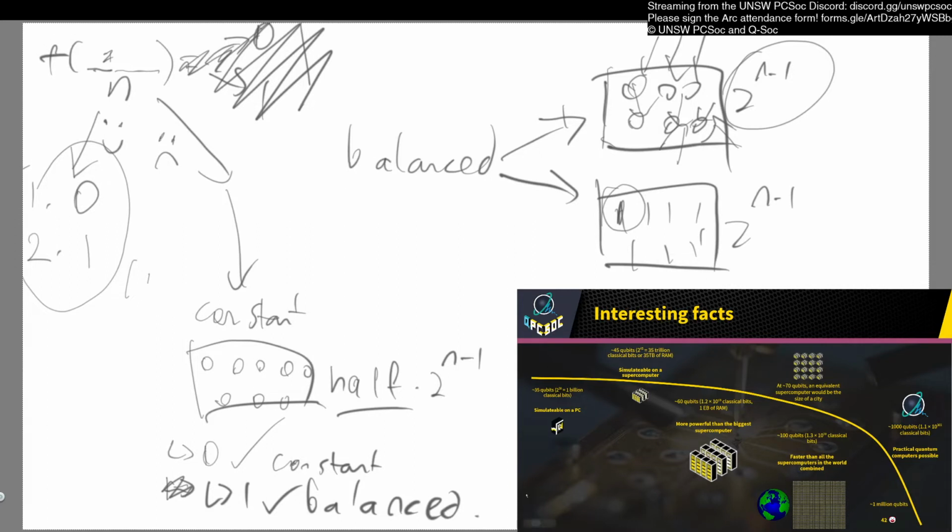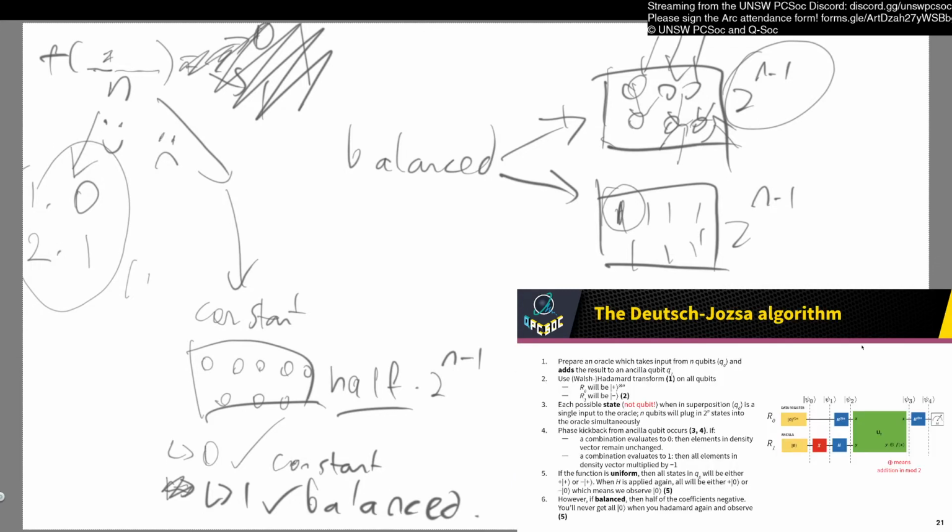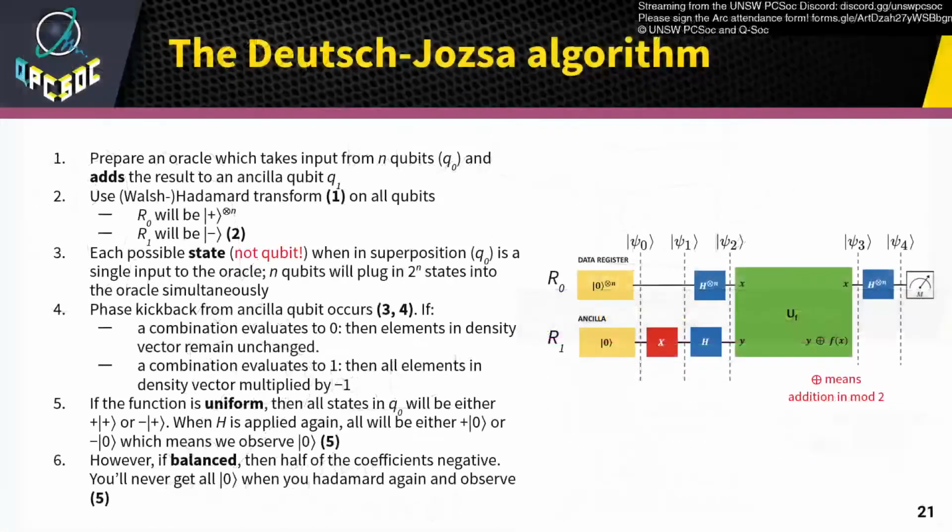And at 100 qubits, a quantum computer that size will be faster than all the supercomputers in the world combined. And at 1,000, practical quantum computers are possible. And at 1,000,000, you might arrive at the meaning of life or something. So the Deutsch algorithm is the algorithm that implements the quantum solution to this testing problem.